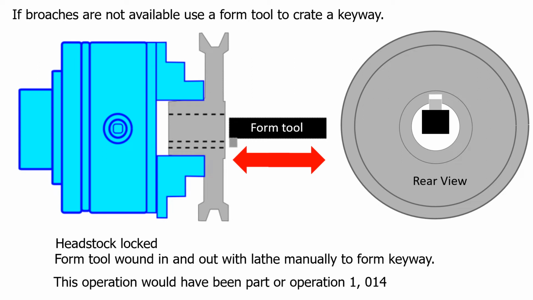If we don't have a broaching tool, we can mount a profile tool in the lathe tool post and use a shaping motion to cut the keyway. This is done by locking the headstock and moving the tool back and forward with the lathe carriage. If we're using this method to create the keyway, this step would be included in Operation 1, as we don't want to remove the casting from the chuck until all the associated operations are complete.